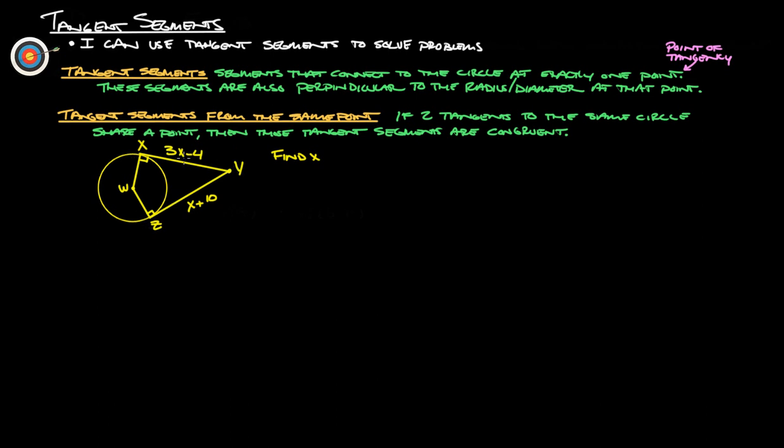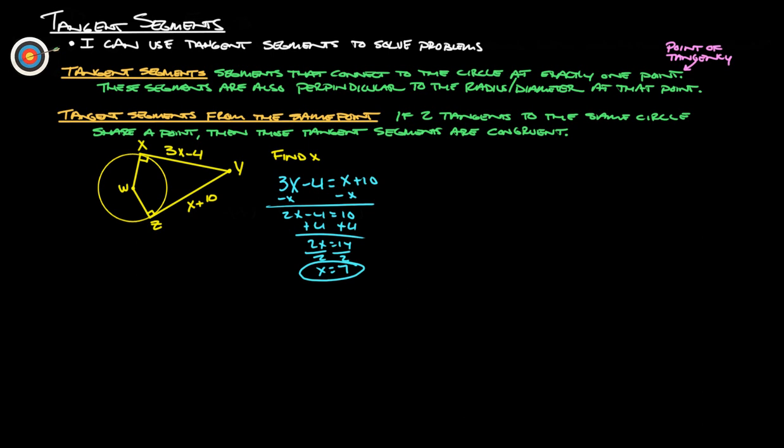So in this case here, we've got 3x minus 4 and x plus 10. Find what x is. We would simply set these two things equal to each other. 3x minus 4 has to equal x plus 10, right? So let's subtract x from both sides. 2x minus 4 equals 10. Add 4. 2x equals 14, and we divide both sides by 2 and get x is 7.